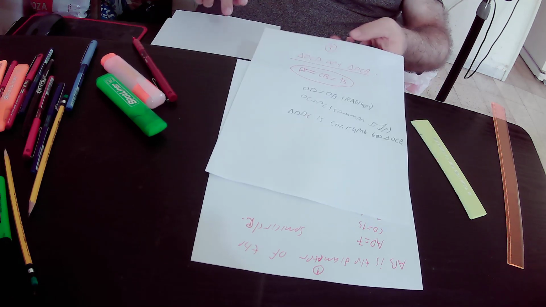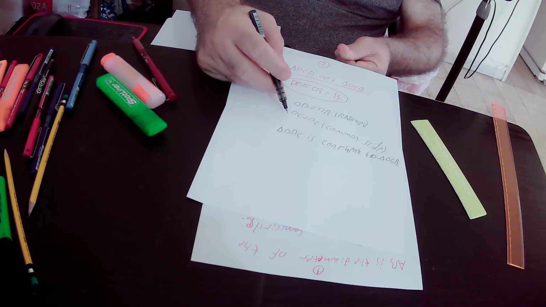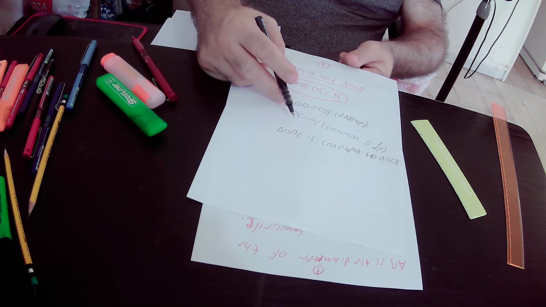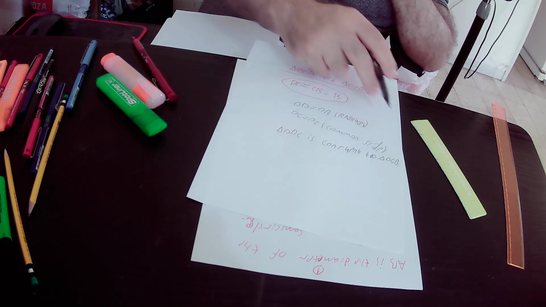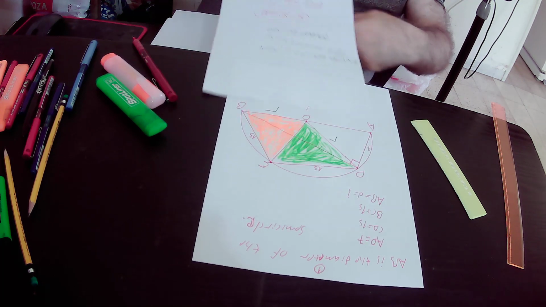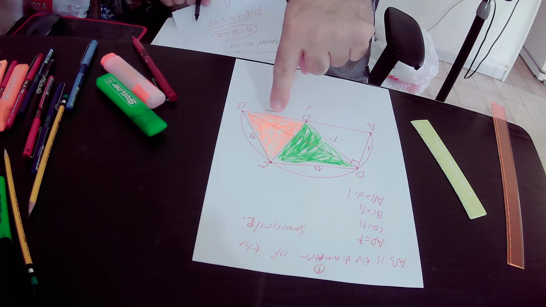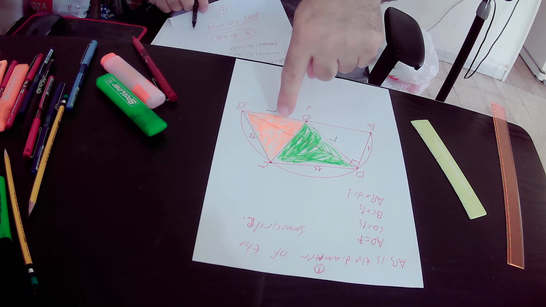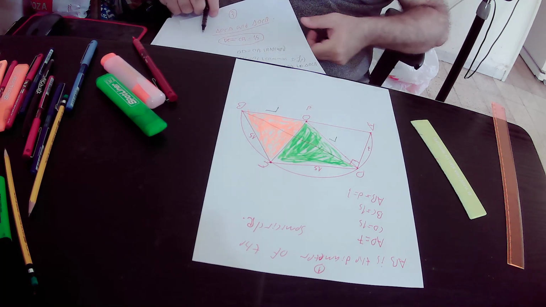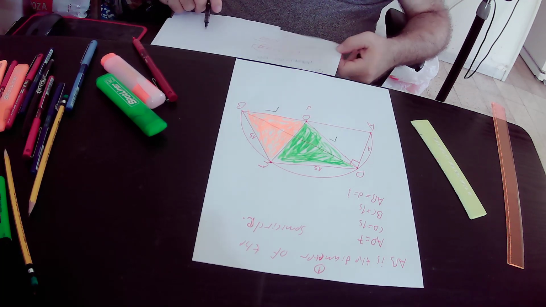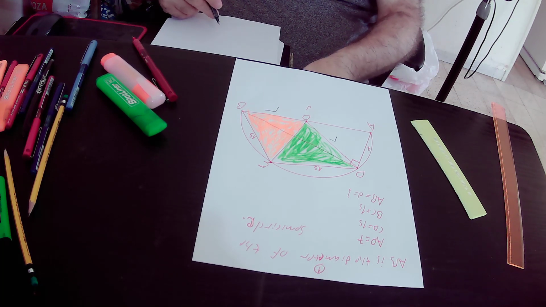So I'll repeat again. The green triangle ODC is congruent to the orange triangle OCB, because we found that three sides of the green triangle are equal to three sides, or all the sides, of the orange triangle. Therefore, those two triangles are congruent to each other, according to the rule of side, side, side.